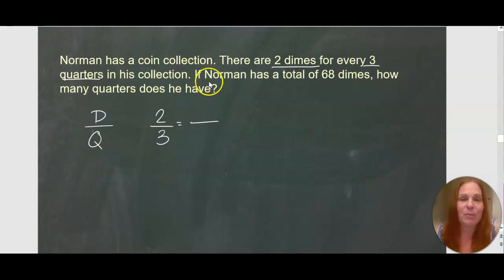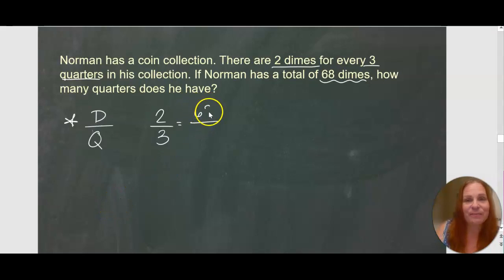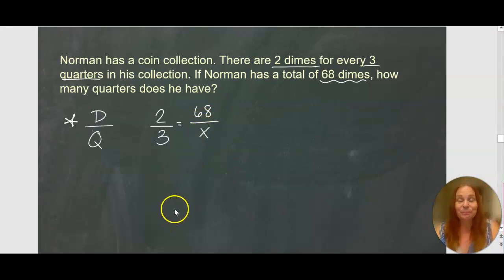So if we keep reading, we see that Norman has a total of 68 dimes. So where does the 68 go? Is it going to go on the top or the bottom? Well, over here, when I started this problem, I decided that I was going to put dimes on top. So the 68 has to go here. And then my unknown, I'm going to replace with an x.